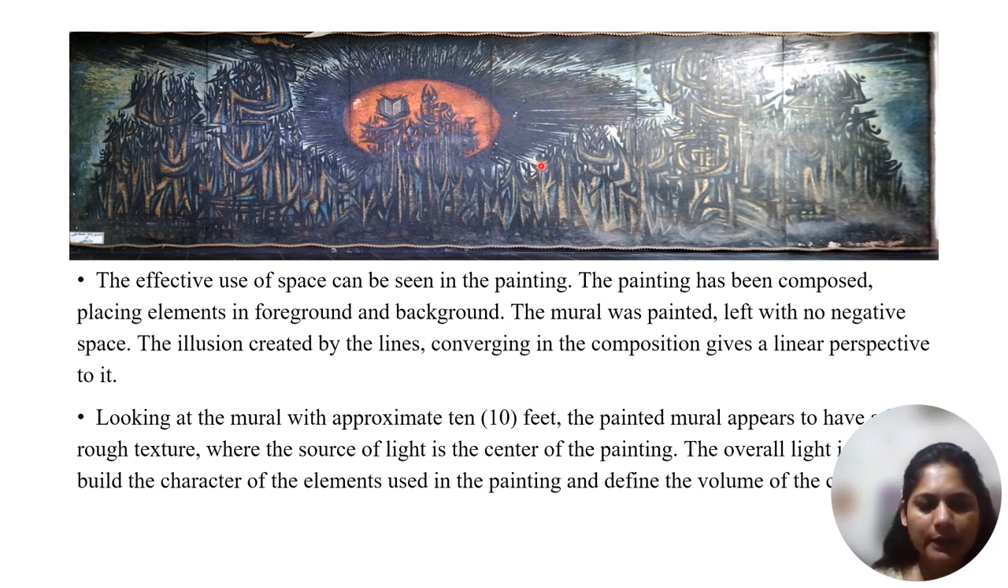Looking at the mural from approximately 10 feet, the painted mural appears to have a little rough texture, where the source of light is the center of the painting. The overall light is there to build the character of the elements used in the painting and define the volume of the characters.